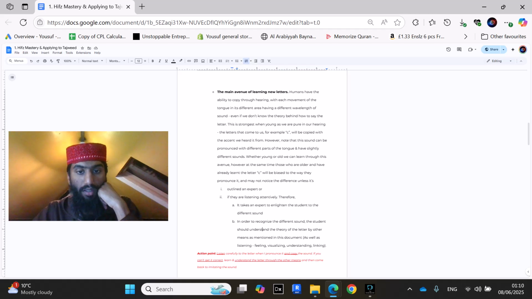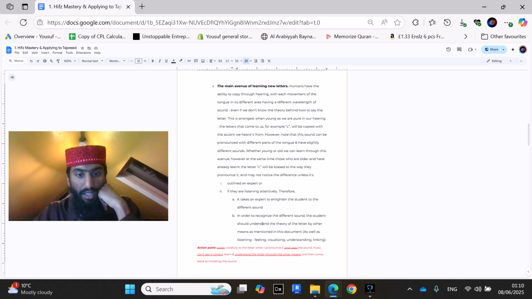Okay. Number 8. Action point. Listen carefully to the letter when I pronounce it and copy the sound. Or even when we get to the part where I record myself going through the introduction to articulation points and going through how each letter feels and sounds, copy. Listen carefully and copy the sounds. And if you can't get it correct, learn and understand the letter through other means, like visualization, etc. Then come back and imitate the sound by listening.